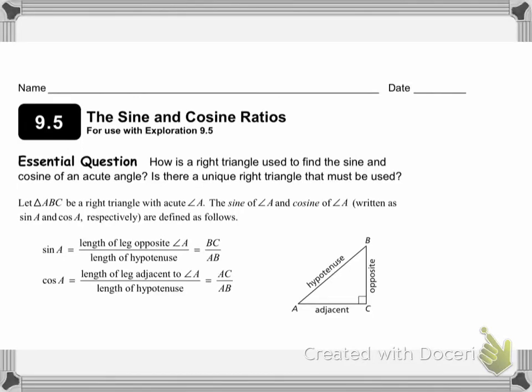Hello geometry students, today we are going to learn about sine and cosine ratios. In the last video we learned about the tangent ratio, where we use both of the legs, but this time we are going to use one of the legs and the hypotenuse. So this time it will be either this and this, or this and that, depending on which ratio we're trying to find.